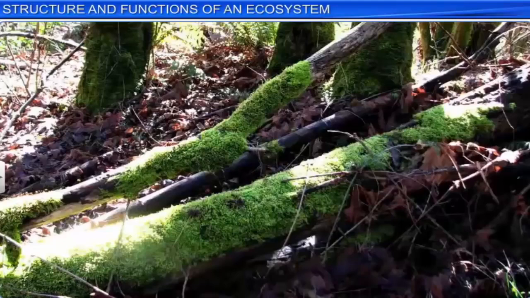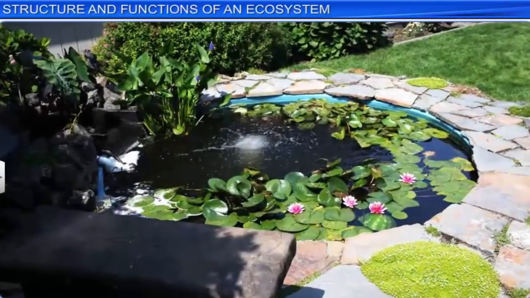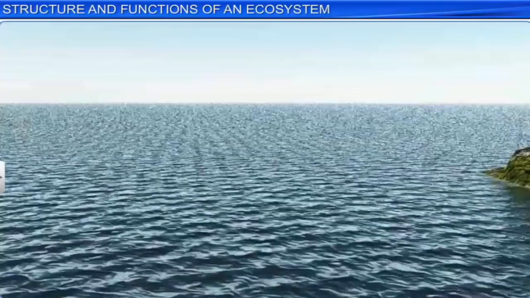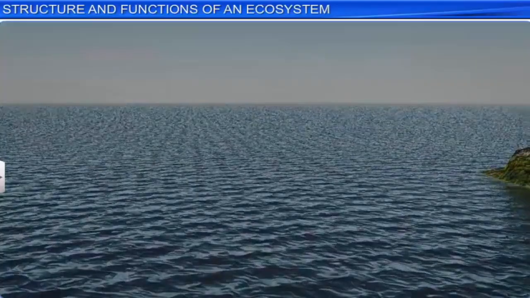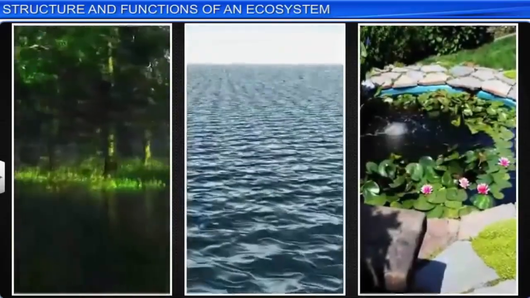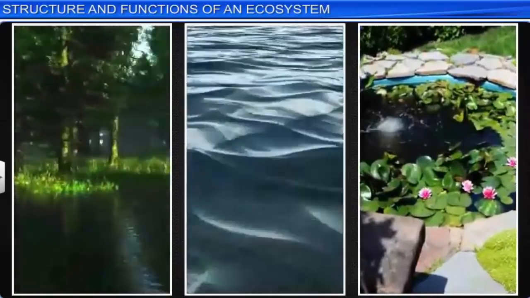A log, or a forest, a pond, or the ocean. These are just some of the ecosystems found in nature. An ecosystem is a functional and stable unit where all living organisms interact among themselves and with the surrounding physical environment, leading to a flow of energy and nutrients.